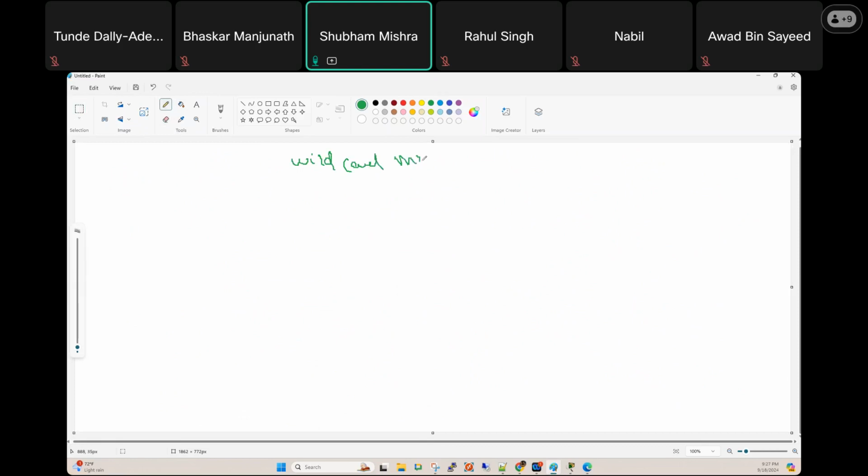Now, wildcard mask. /8 is called the CIDR value. Please remember, the CIDR value tells us the number of network bits. Please remember this one. Done. So for /8, what will be the subnet mask? Who can tell me?